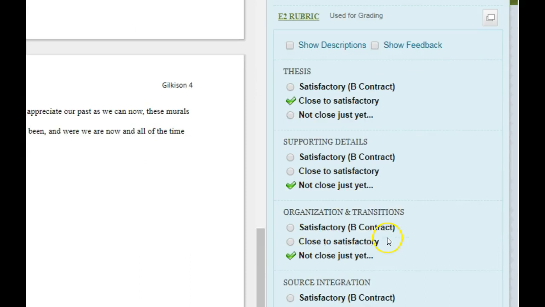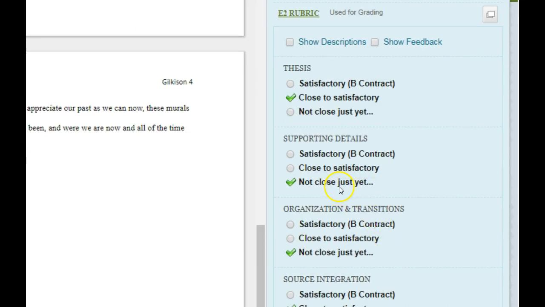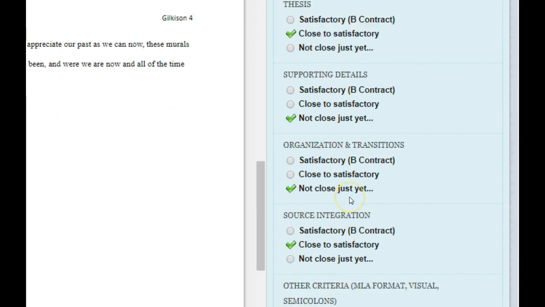Supporting details, I put not close just yet, because when you do have details, you're just kind of summarizing the murals. And when you have details that are from your research, they're kind of not really talking about the murals at all. They're talking more about the history of the town. Organization, there's not much organization to the thinking or to the ideas just yet. If there is, it's not clear what that organization is.